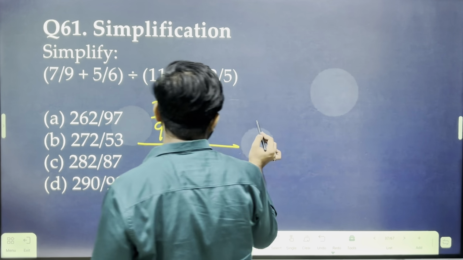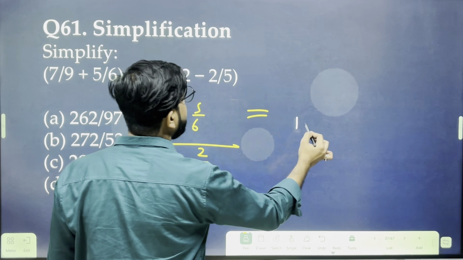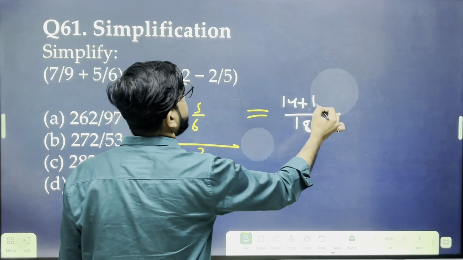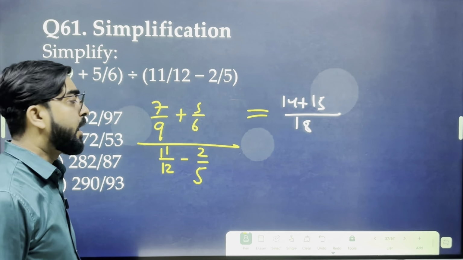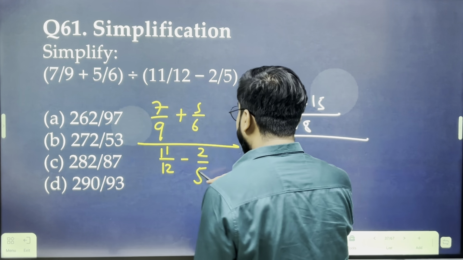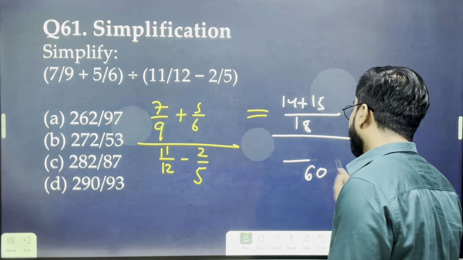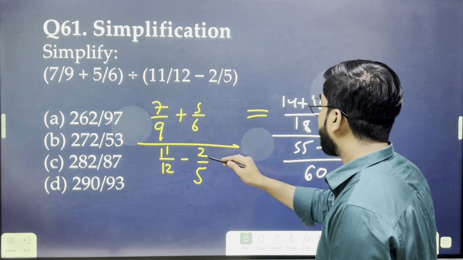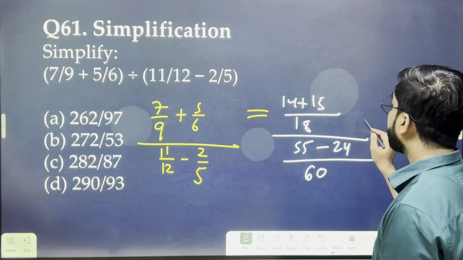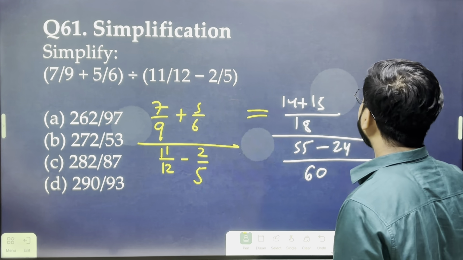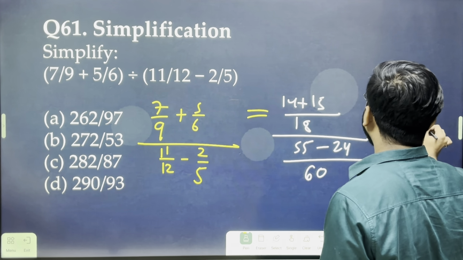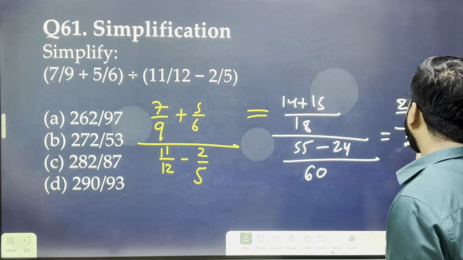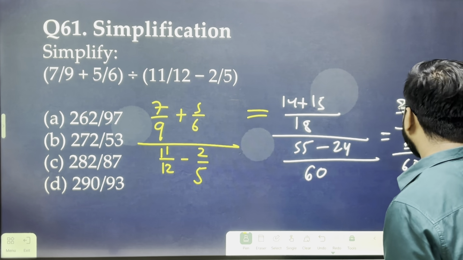How can we solve this? Take the LCM, that is 18. So 2 times 14 plus 3 times 15. Okay. Any issue? No issue. Here we can take the LCM similarly, 60. 5 times, that becomes 55, minus 12 times, that becomes 24. That is equal to 29 by 18 divided by 31 by 60.